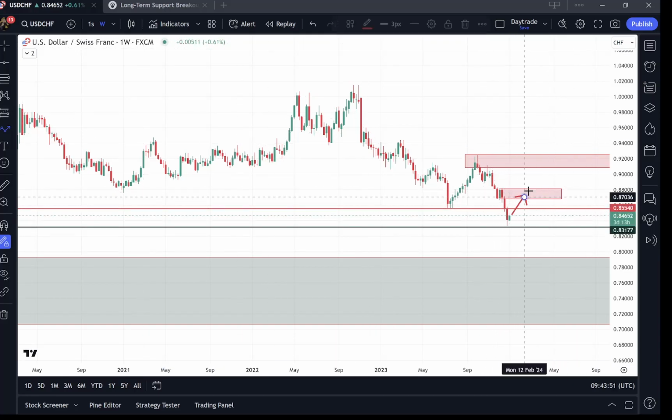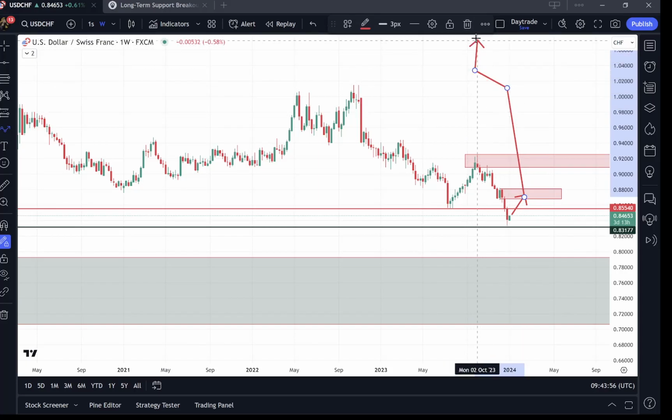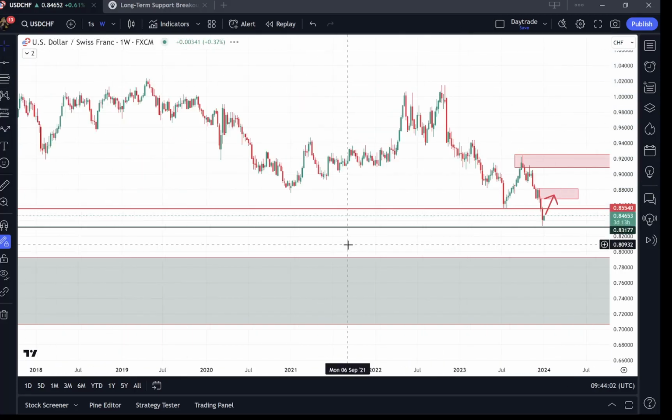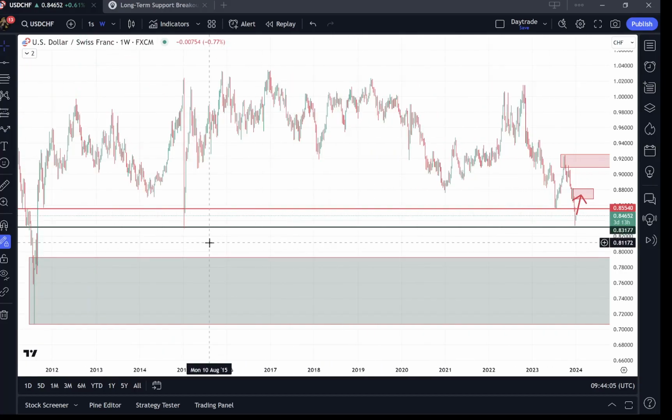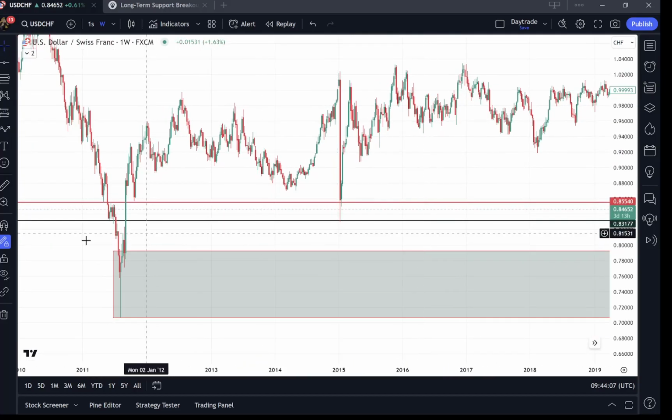We will see. Another area I want to mark, TradingView is being annoying today, is this weekly level here.